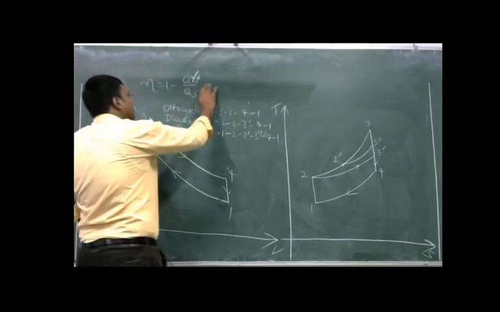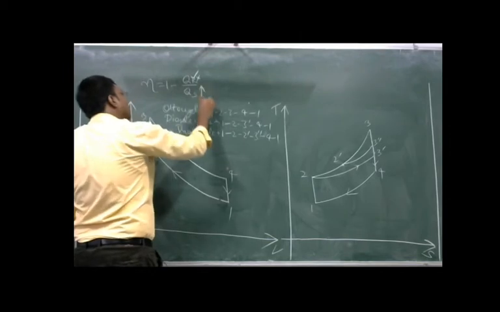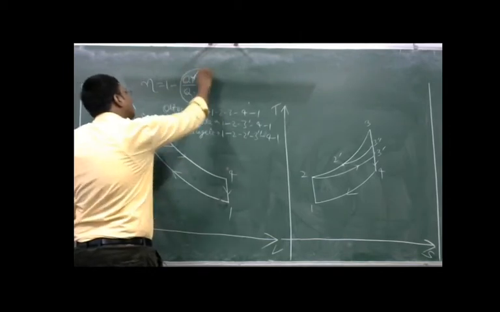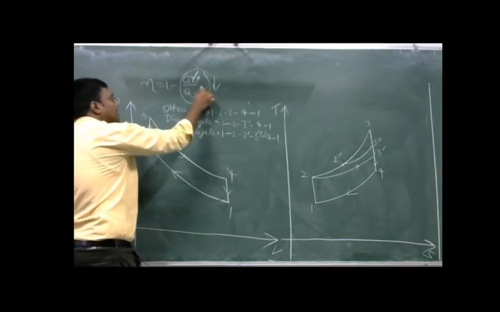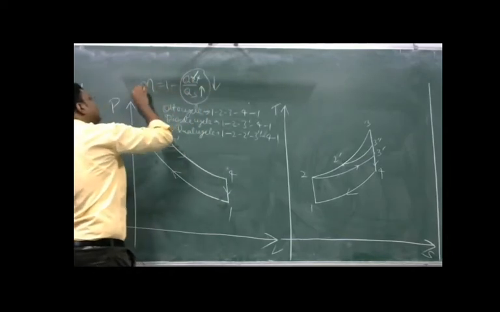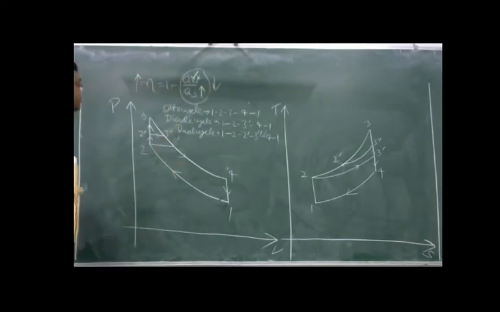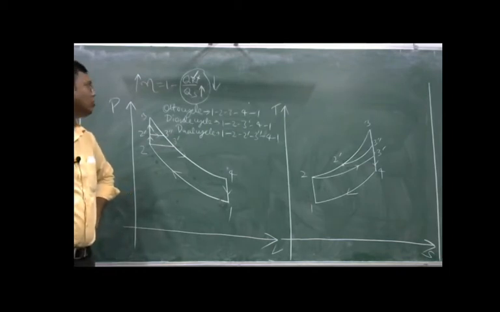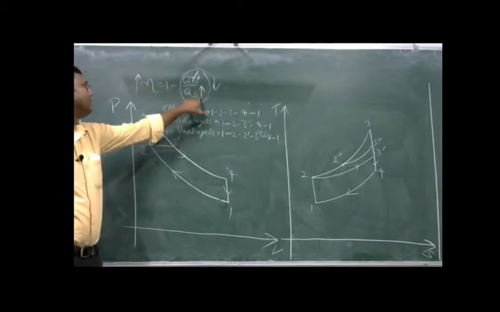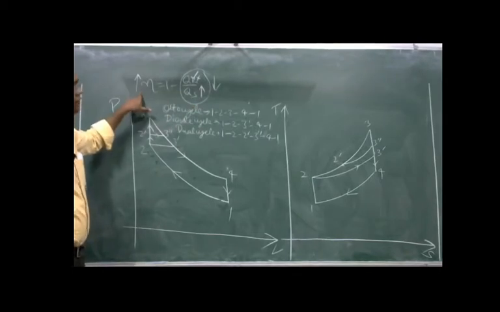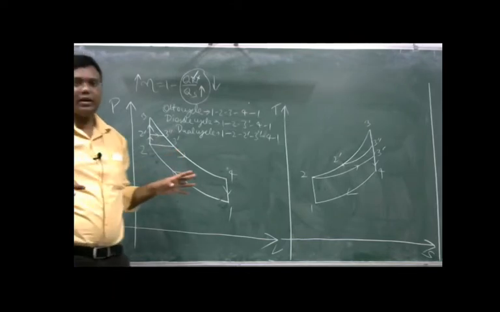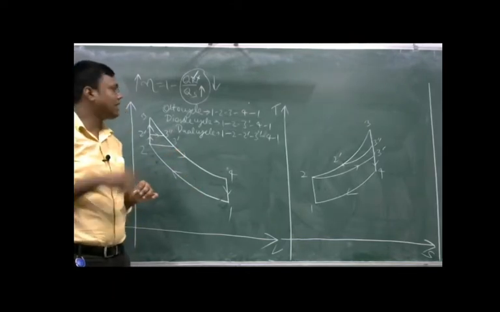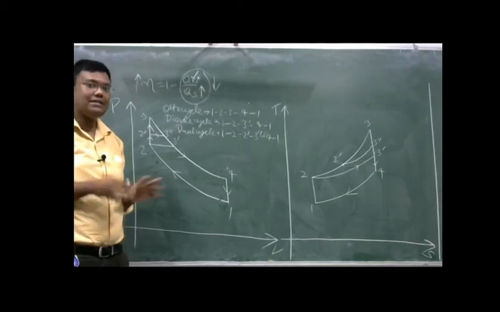Now if heat addition is more, this whole value will be less, and since we are subtracting this value from 1, the result becomes more, meaning efficiency will increase. So we can conclude that if we increase the heat addition, then efficiency will increase. We just have to see for which cycle heat addition is more.